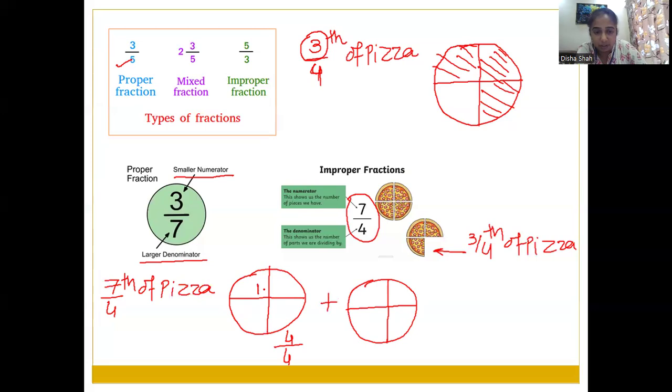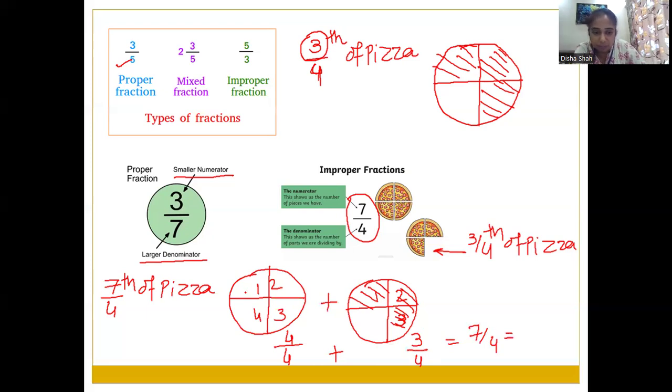So from here we can have 4 pieces and from here we can have 3 pieces. Okay, so this is nothing but 3/4. So 4/4 plus 3/4 is nothing but 7/4.